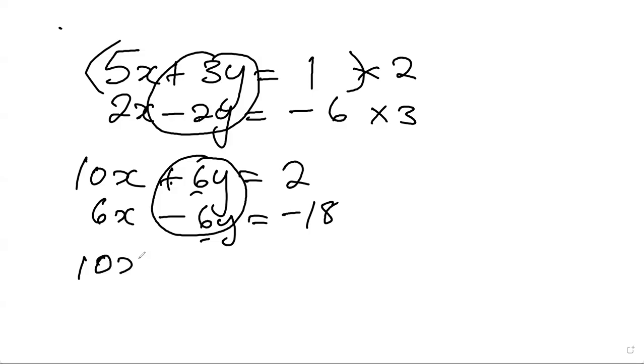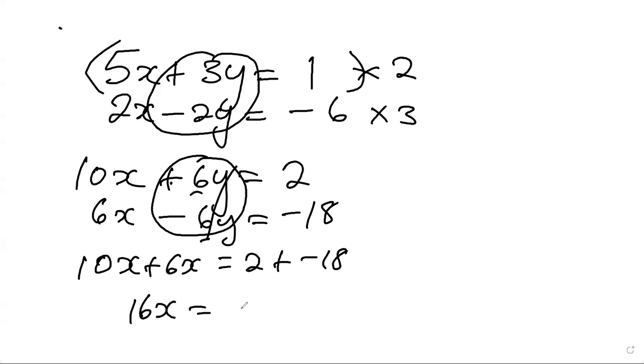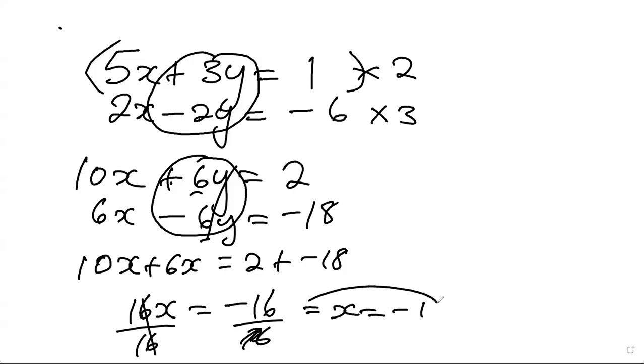So it will be 10x plus 6x. This will automatically be 0, and then 2 plus negative 18. So that gives us 16x. 2 plus negative 18 is minus 16. So we can see that x is going to be negative 1. So x equals negative 1.